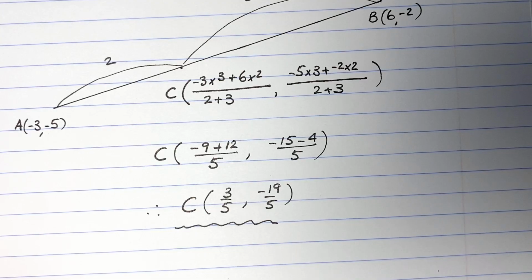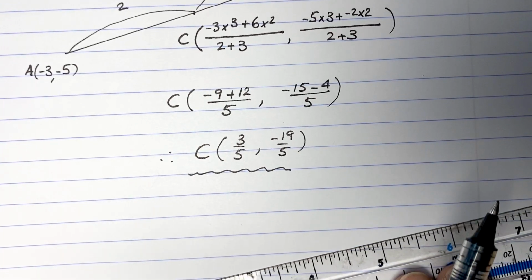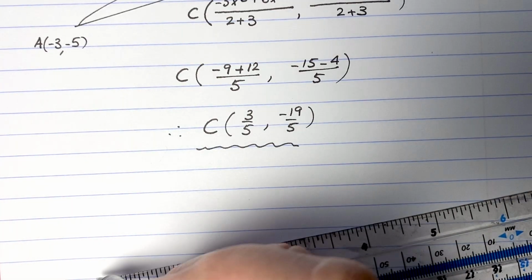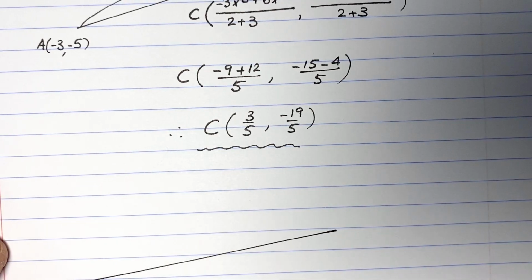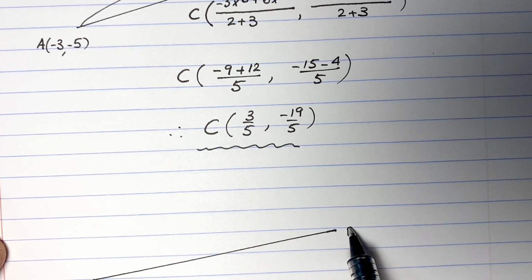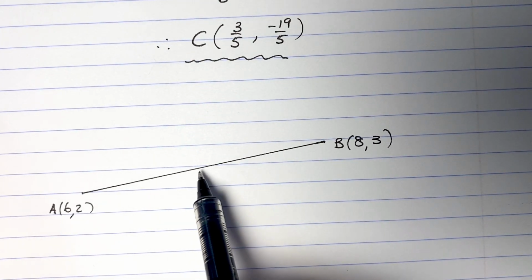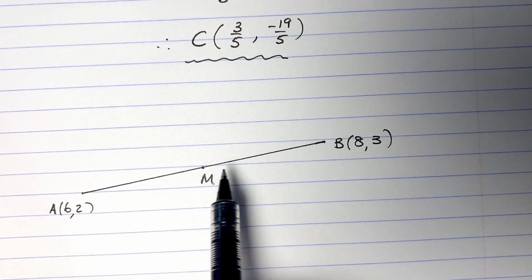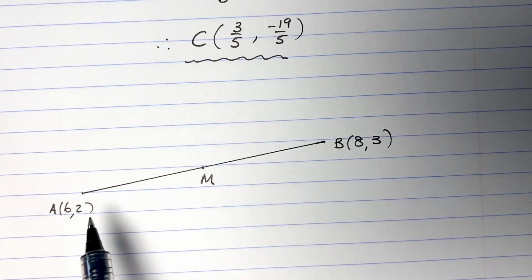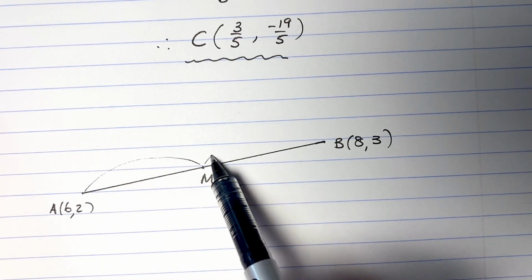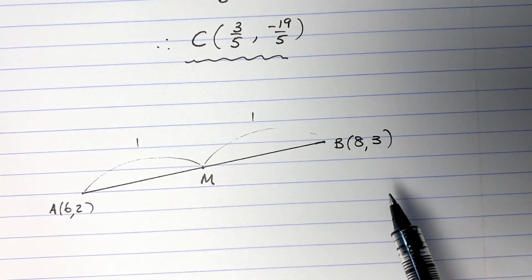Shall we apply this to the midpoint? For the midpoint we add the x coordinates divided by 2 and the y coordinates divided by 2. So here A is 6, 2 and B is 8, 3 for the sake of argument, and I want to find the midpoint. Previously we were told to add the x coordinates divided by 2 and add the y coordinates divided by 2. Let's use this idea of dividing AB in the ratio 1 to 1, two equal ratios.